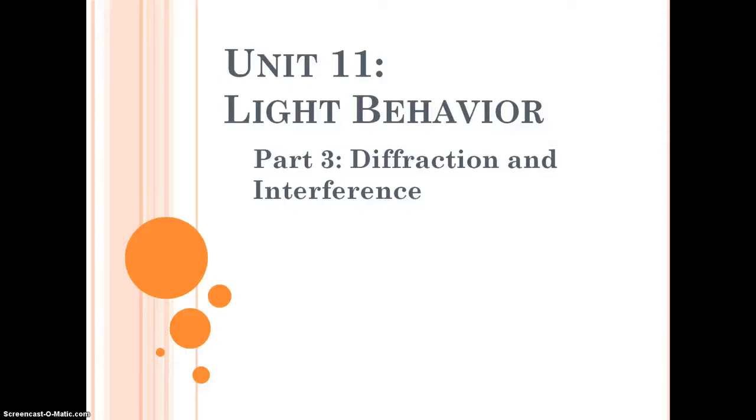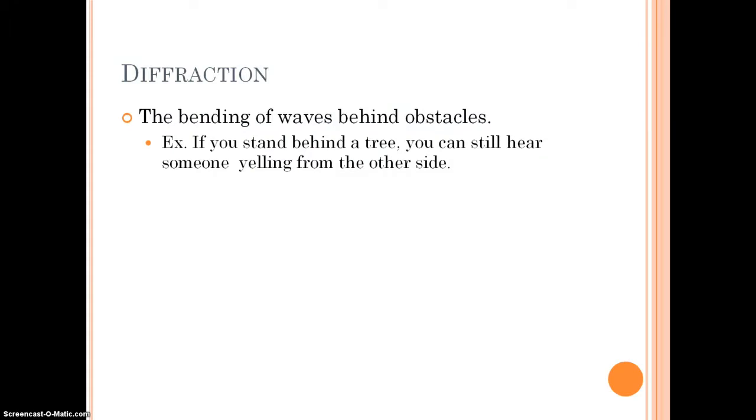The next two wave behaviors of light we're going to look at are diffraction and interference. So first of all, diffraction. Diffraction is basically what happens with waves. When waves get past an obstacle, they bend, they spread out.